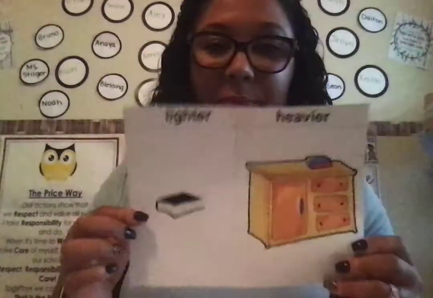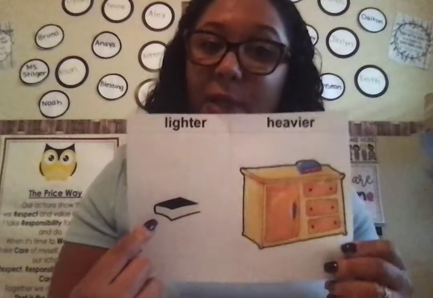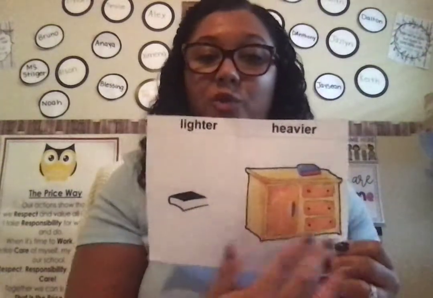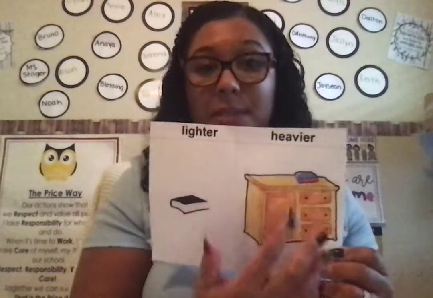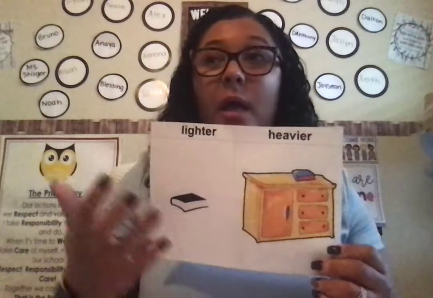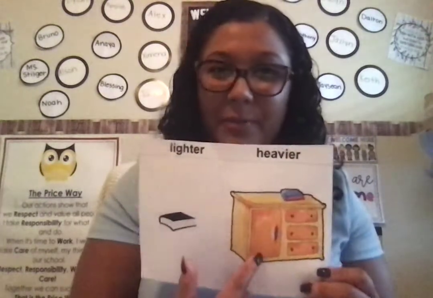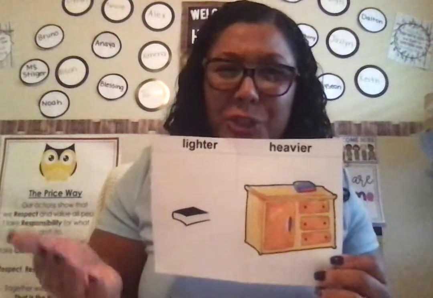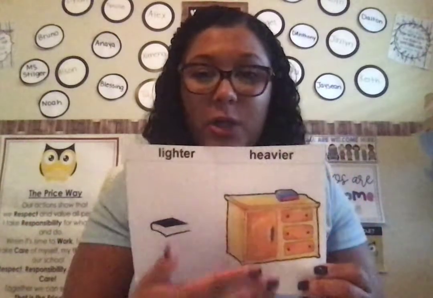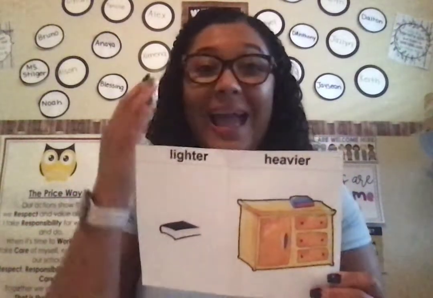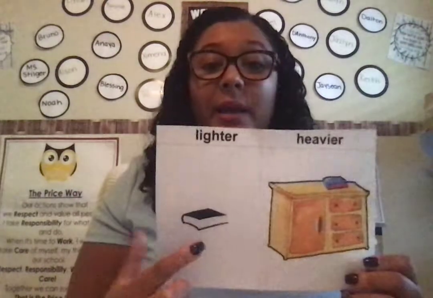Here's a picture of something that's heavy and something that's pretty light, right? So a dresser or like an entertainment center, imagine picking this up. Would that be heavy? Would that be hard to do? Yeah, it'd be hard to do, right? Because it's pretty heavy.